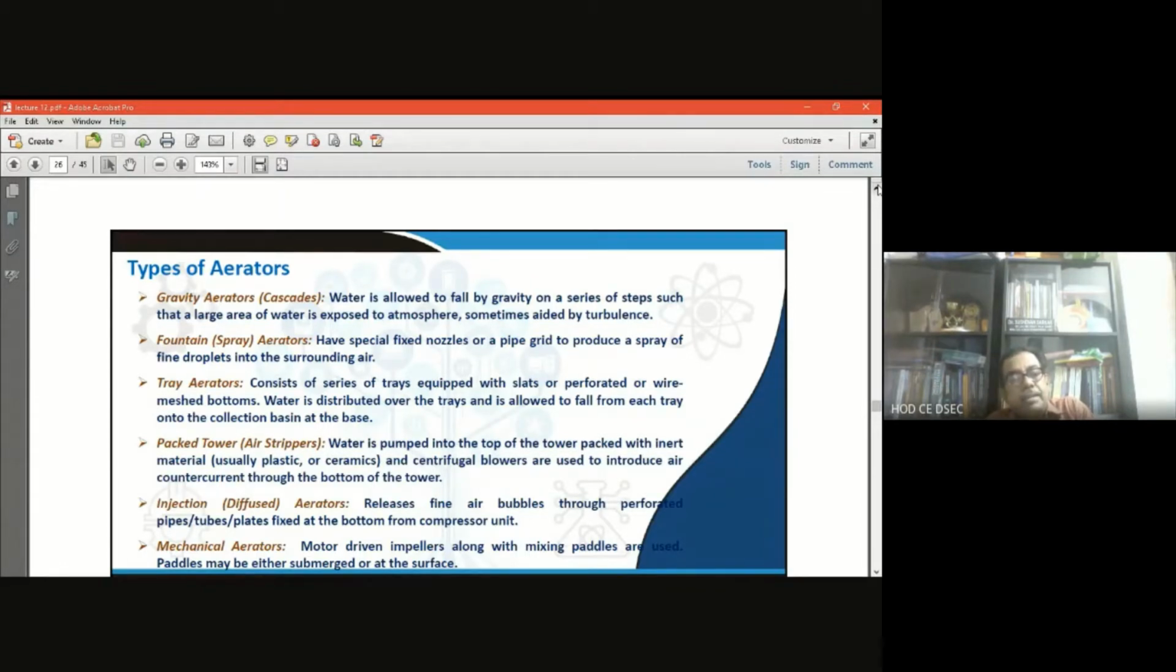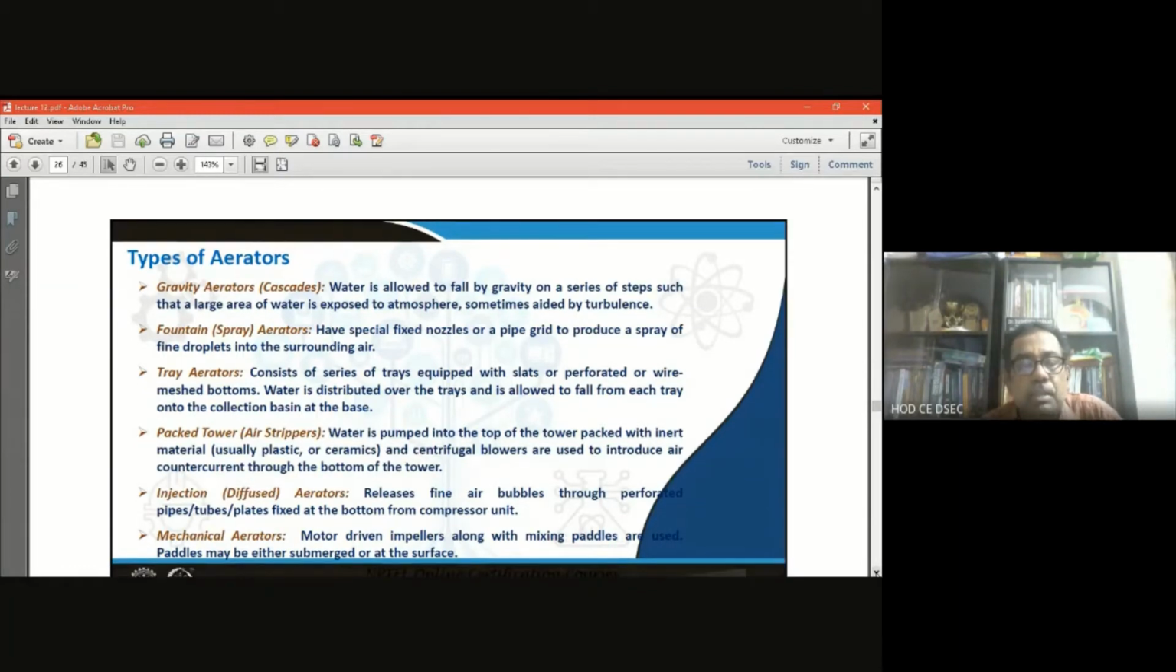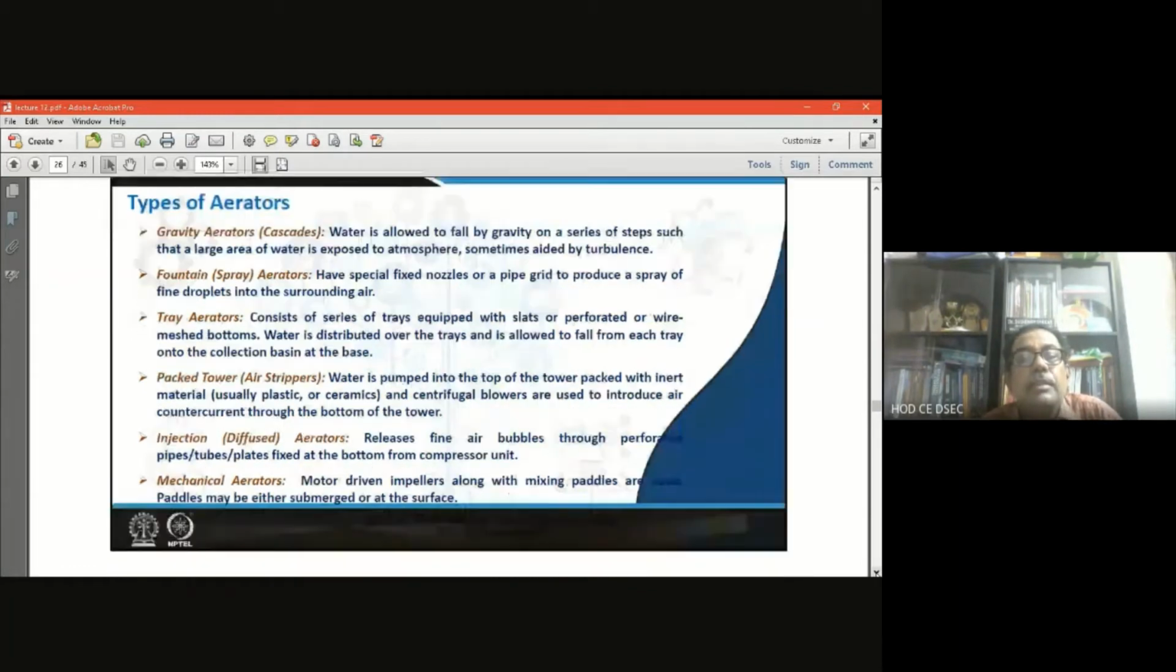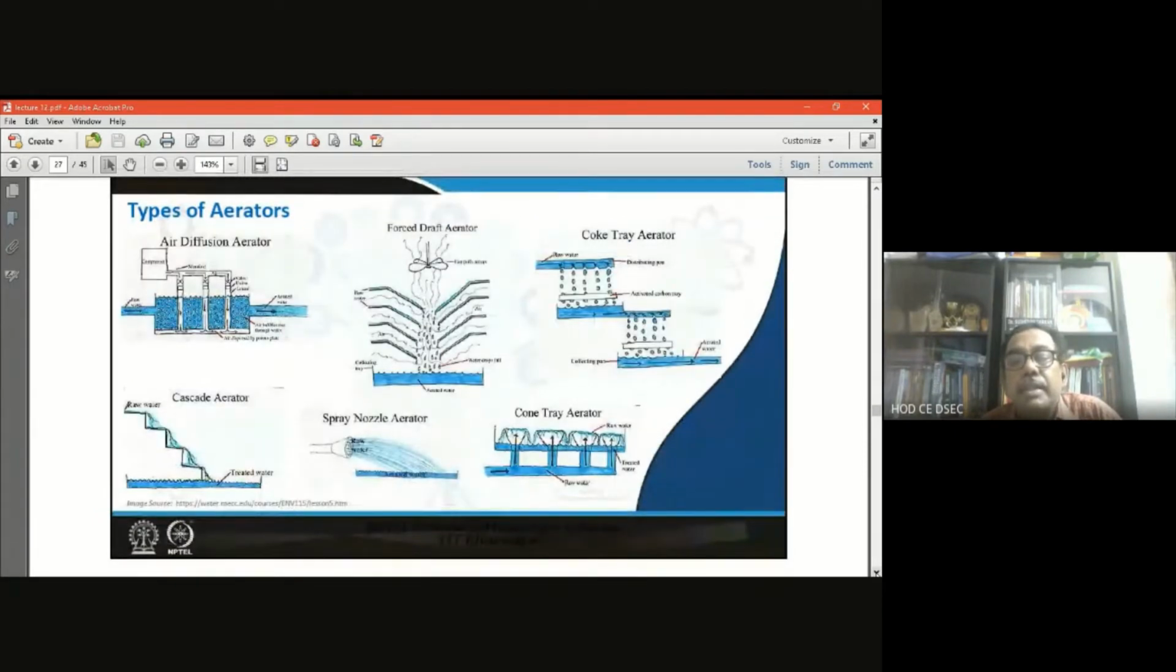Now the tray aerators are also there, consisting of a series of trays equipped with slats or perforated or wire-mesh bottoms. So water is distributed over the trays and allowed to fall from each tray onto the collection basin at the base. Let us see the figure of the tray aerators, because from the top to the bottom basin, the water falls through the trays. So the tray aerators, you see, that is the topmost right one. The figure shows it like this.